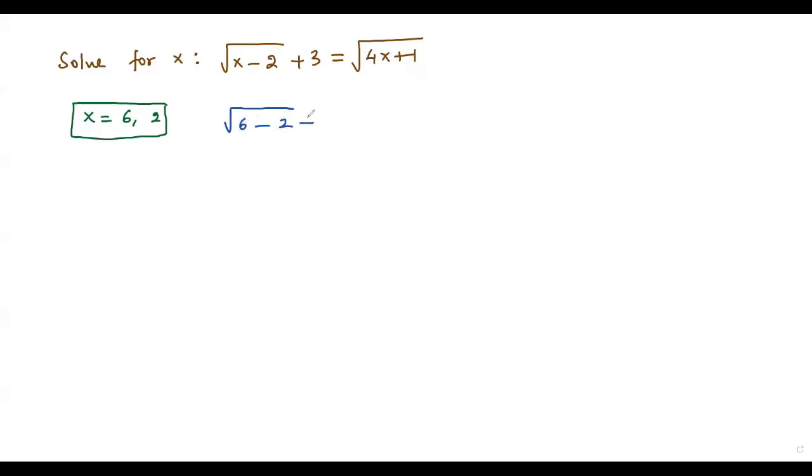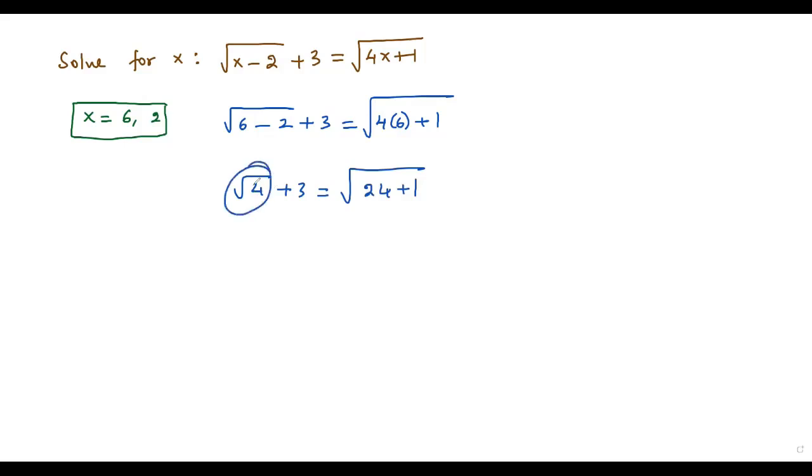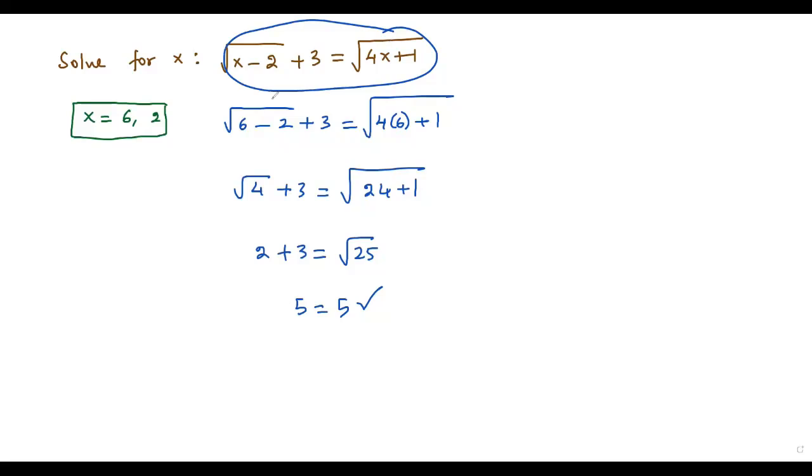So let me plug in 6 for x into the given equation. I'll be getting 6 minus 2 plus 3 on the left side. On the right side, we have the square root of 4 times 6 plus 1. Here 6 minus 2 is 4, plus 3 equals the square root of 4 times 6, which is 24, plus 1. So 4 plus 3 equals the square root of 25. So 4 plus 3 is 7 and the square root of 25 is 5.